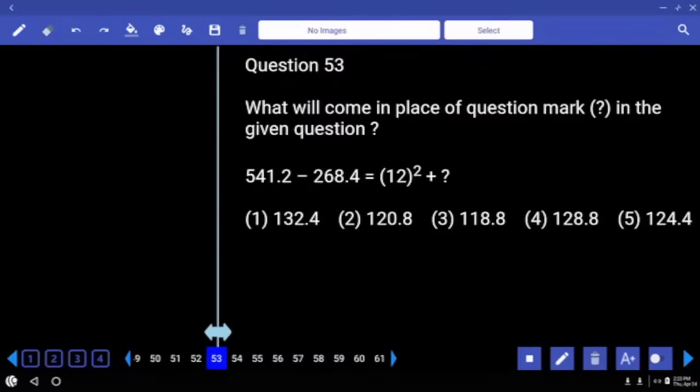Last digit will not work because 3 options ending with 0.8, 2 options ending with 4.